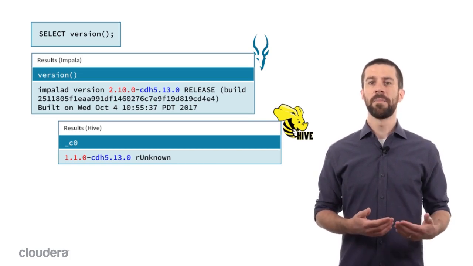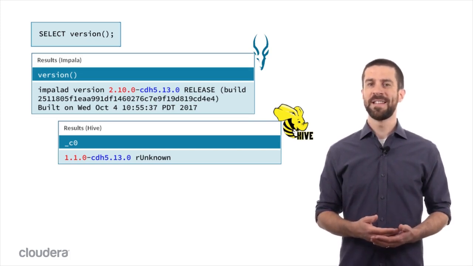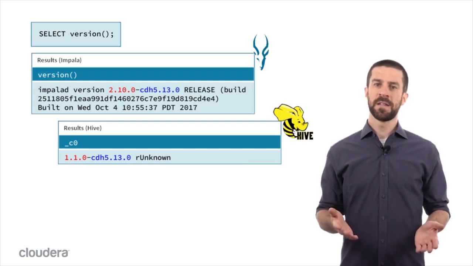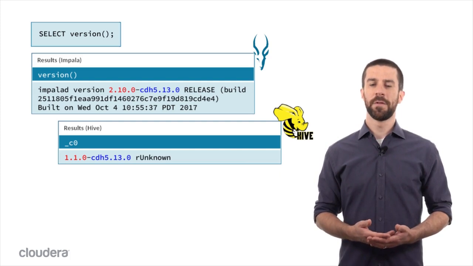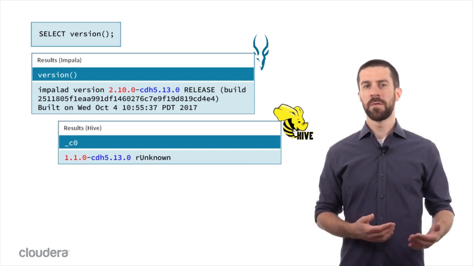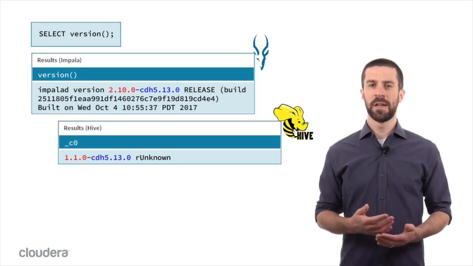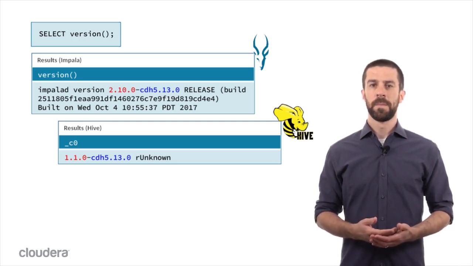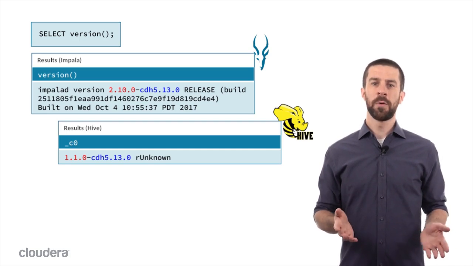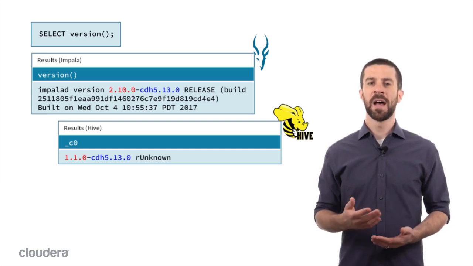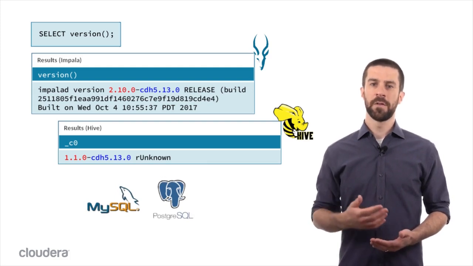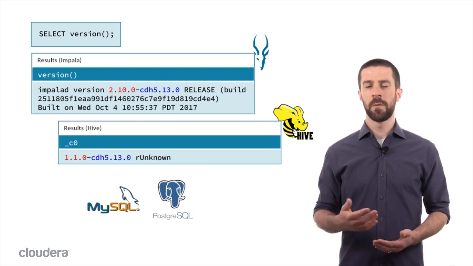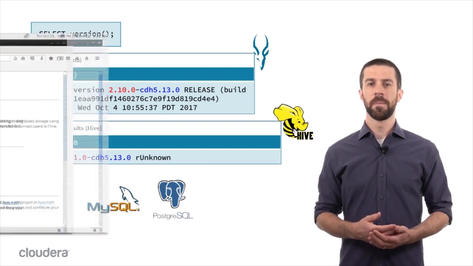If you're using a version of Hive or Impala that was distributed by Cloudera, then you'll also see a Cloudera platform version number after CDH. In both of the examples shown here, the Cloudera platform version is 5.13.0. After those numbers, you might also see some build information, but you can usually ignore that. The examples here show the output when you use this version function in Hive and Impala, but you can use the version function with many other SQL engines too, including MySQL and PostgreSQL.